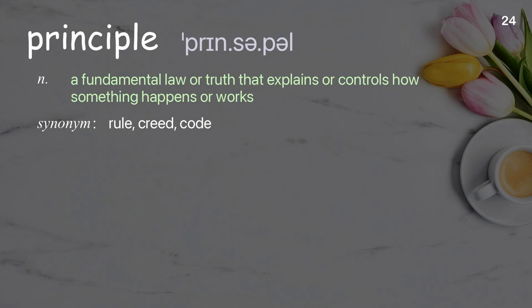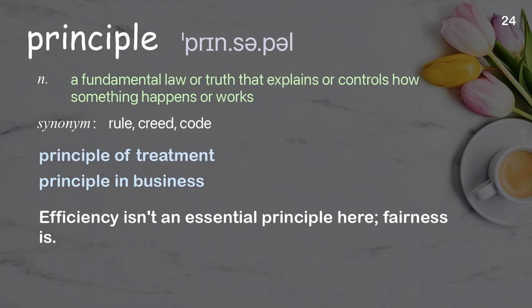Principle. A fundamental law or truth that explains or controls how something happens or works. Examples: principle of treatment. Principle in business. Efficiency isn't an essential principle here, fairness is.